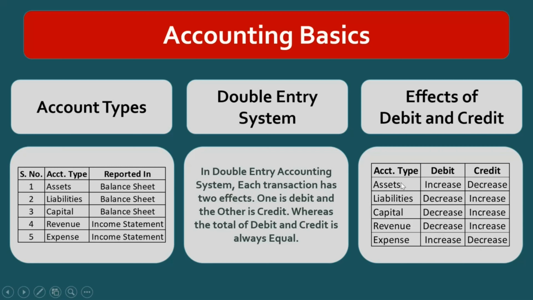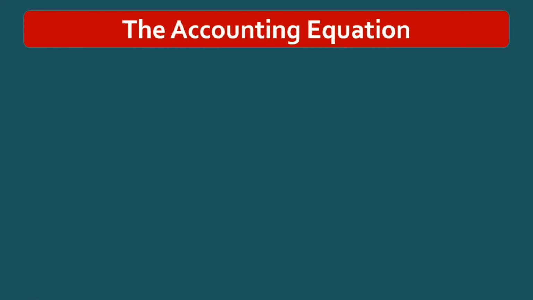Okay, so as you can see, assets and expense, for the increase we will give them debit, and for any decrease we will make it credit. And for liabilities, capital and revenue, these have same effect. For the debit it will decrease, and for the credit it will increase. Now we will discuss the accounting equation. Why the debit and credit should be equal?